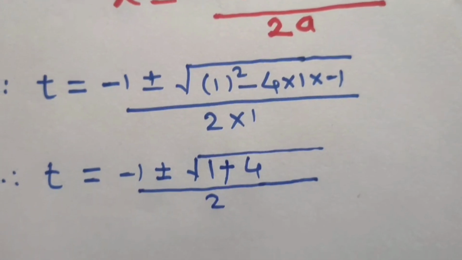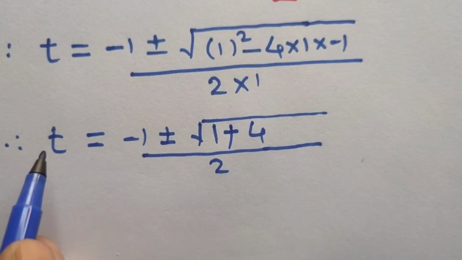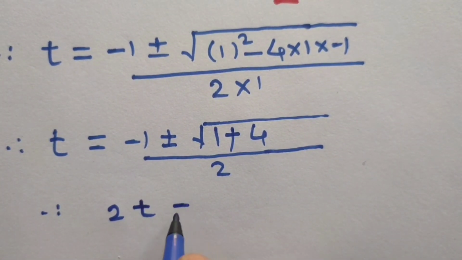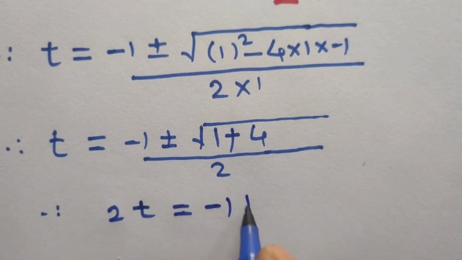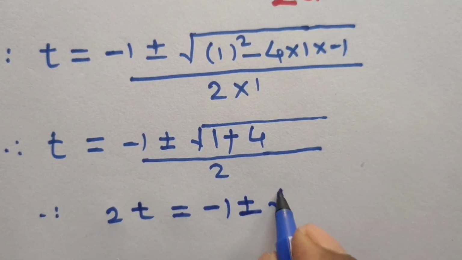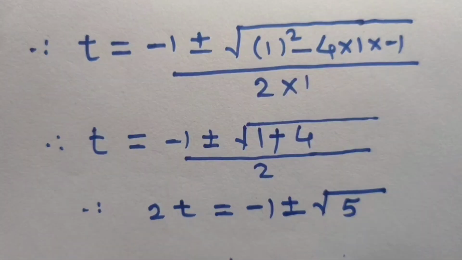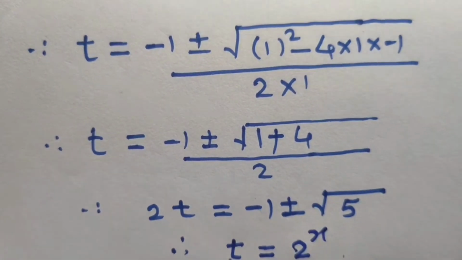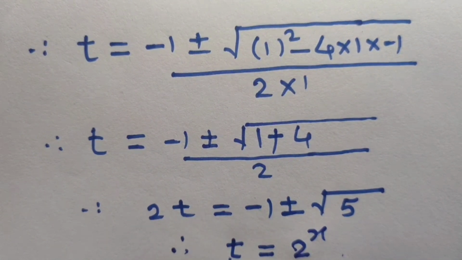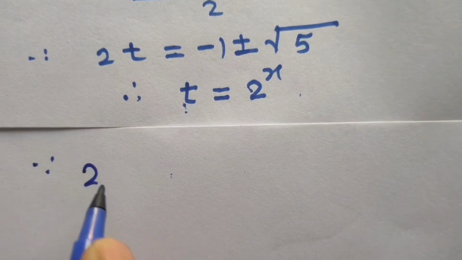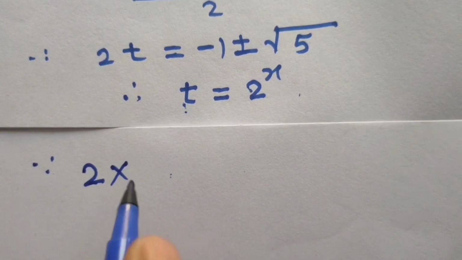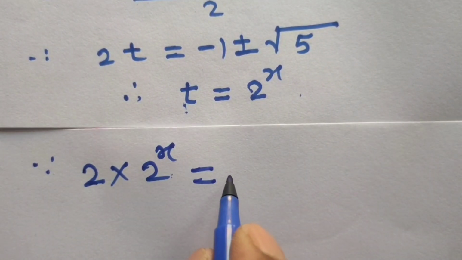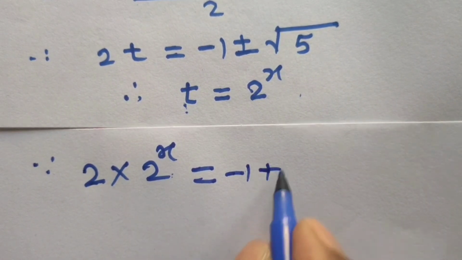Again simplify this. Taking this 2 on the left hand side, 2t is equal to minus 1 plus or minus square root of 1 plus 4, which is 5. We know t is equal to 2 to the power x. Let us put this value in this equation. 2 into t, t is 2 to the power x, is equal to minus 1 plus or minus square root of 5.